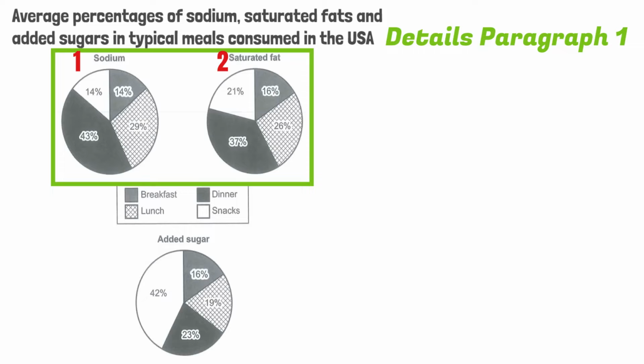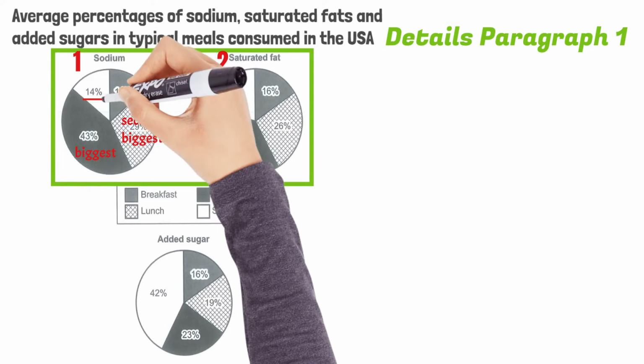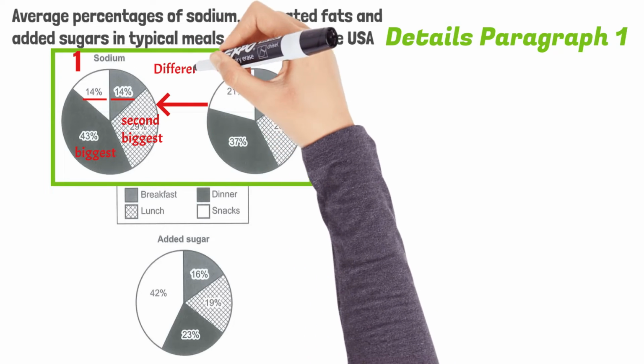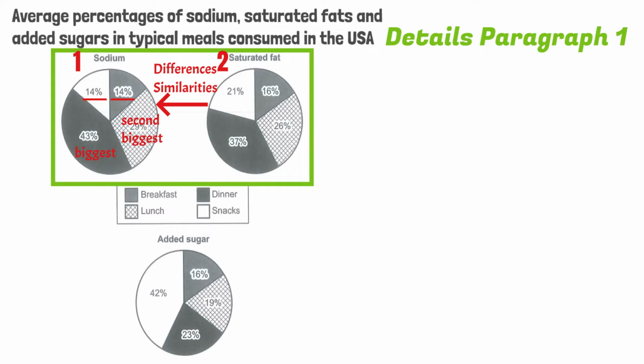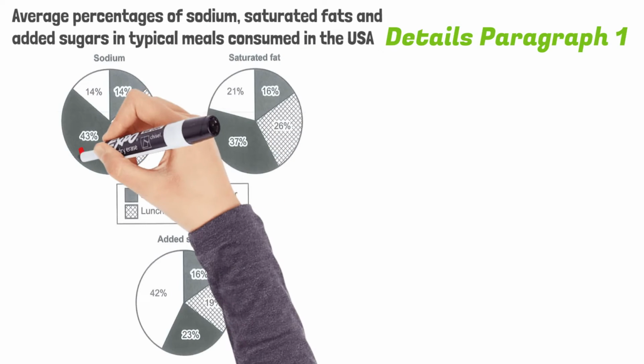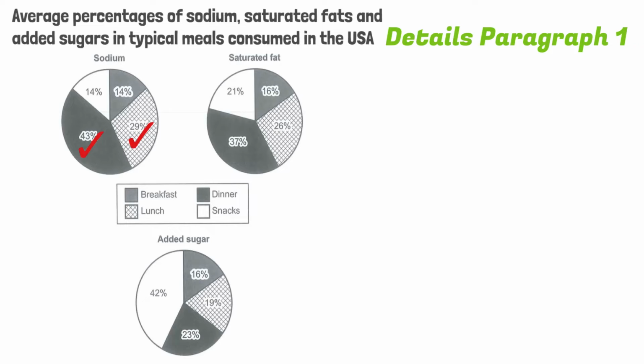You simply say that dinner is the biggest category, lunch is the second biggest, and these two numbers are the same. That's it. However, when you describe the second chart, you need to show how it is different from or similar to the first chart. Let's do the first chart first. We want to say that these are the two biggest categories.